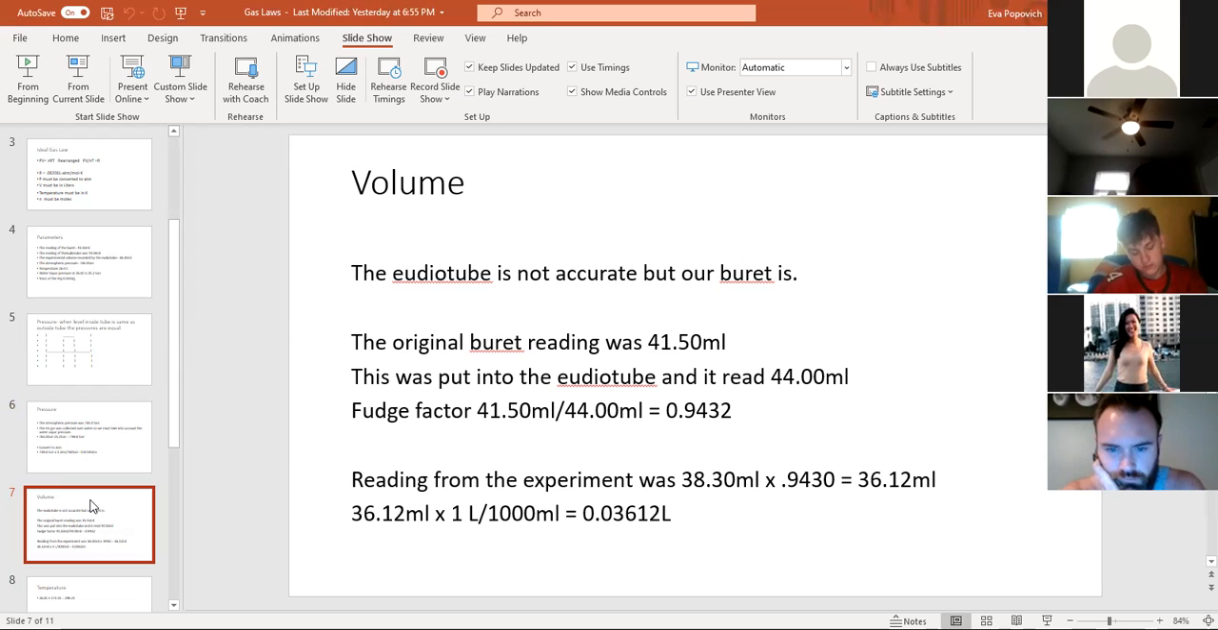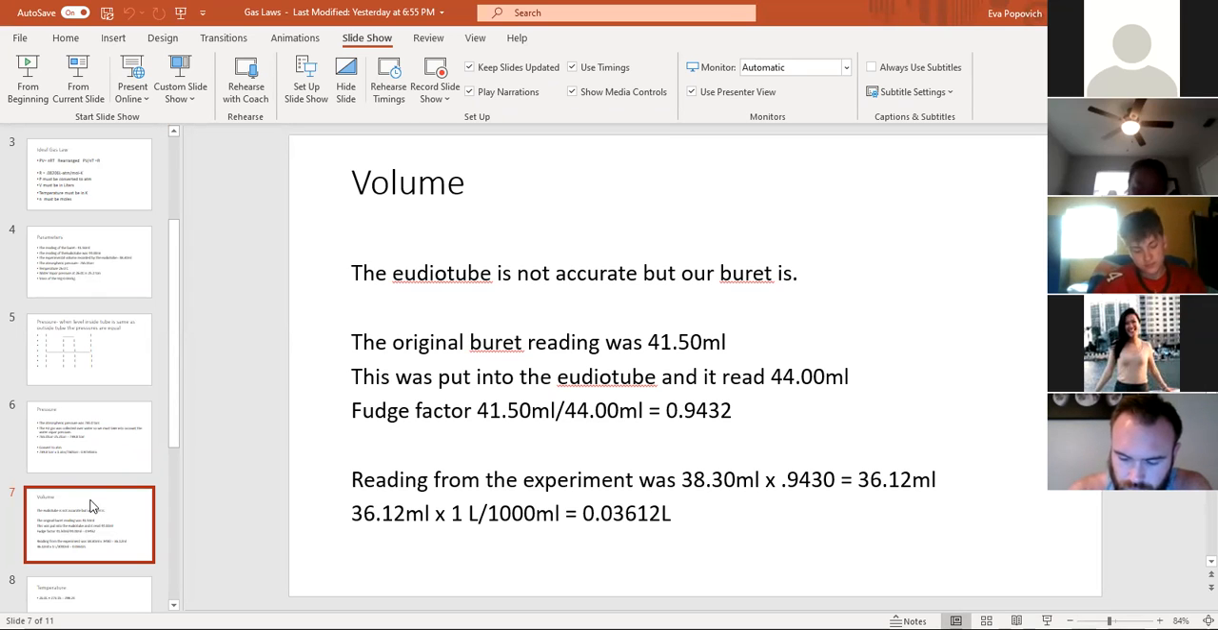So I have to develop a fudge factor. I put 41.50 accurately measured milliliters of water into the Eudiometer tube. That read 44.00 milliliters. So my fudge factor is my burette reading over my Eudiometer tube reading. I put the 41.50, divided that by the 44.00. This gives me 0.9430. The actual label of that is milliliters burette, or milliliters accurate, over milliliters in the Eudiometer tube.